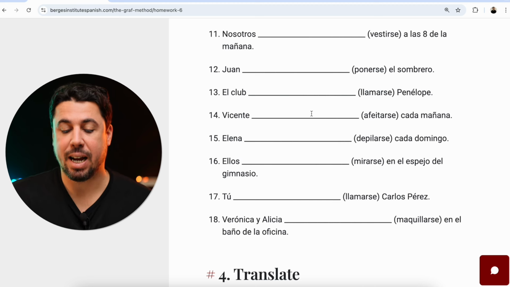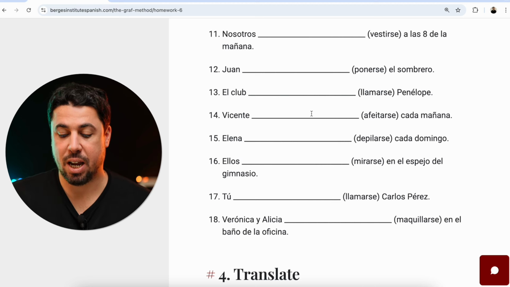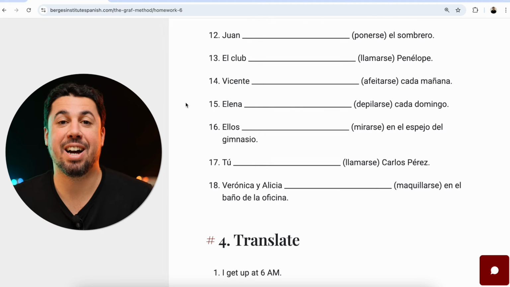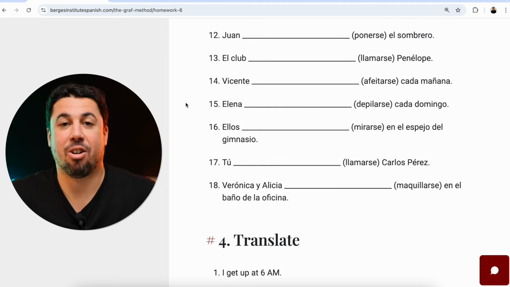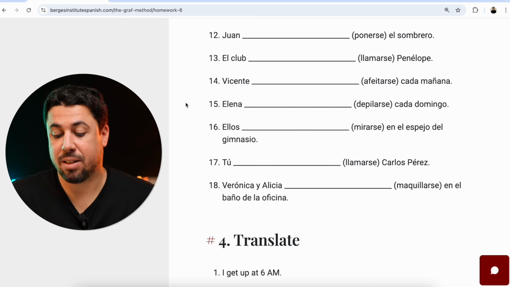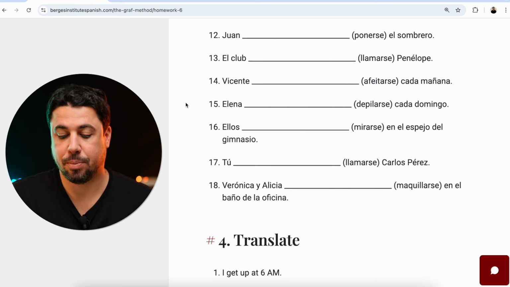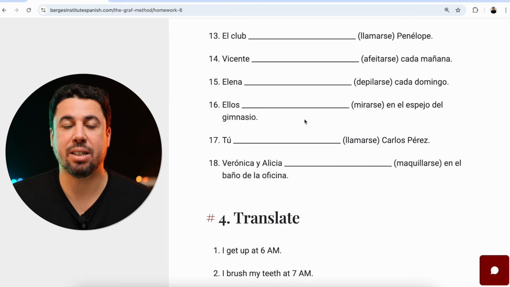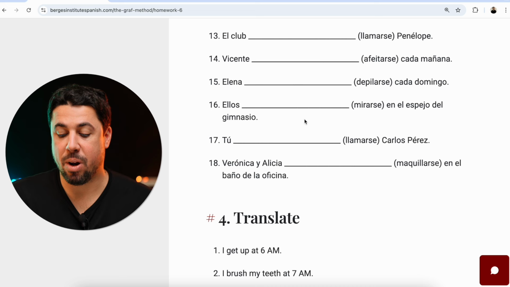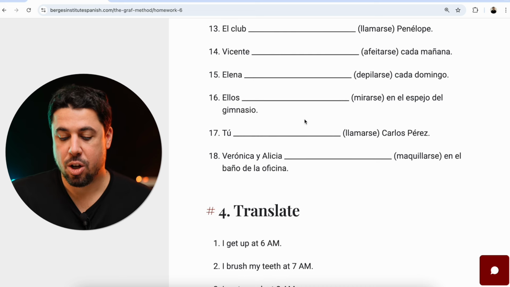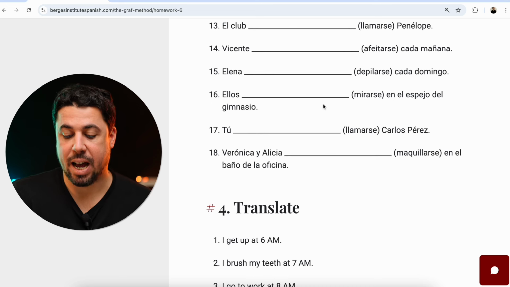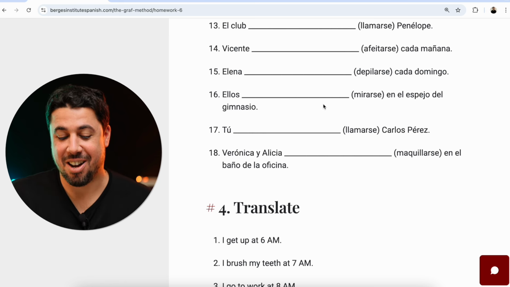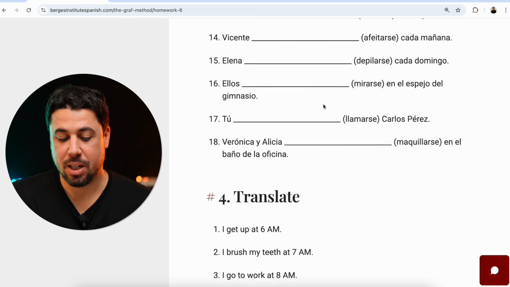Vicente se afeita cada mañana. Vicente shaves every morning. Elena se depila cada domingo. Elena shaves, presumably her legs, or waxes her legs every Sunday. Ellos se miran en el espejo del gimnasio. They look at themselves in the mirror in the gym. Tú te llamas Carlos Pérez. Your name is Carlos Pérez, or you are called Carlos Pérez.